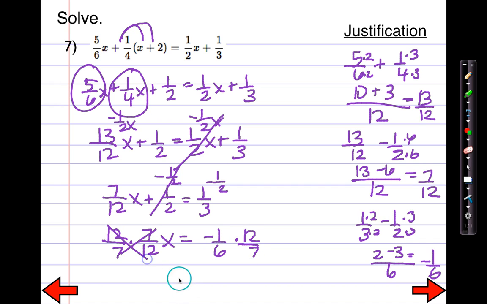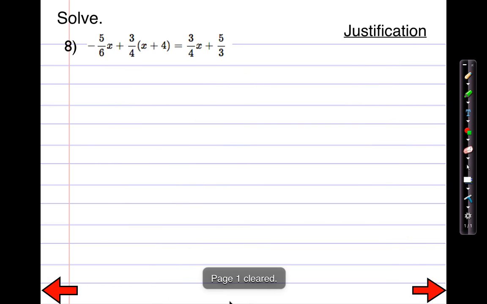7's cross cancel, 12's cross cancel, leaving me with, let's see, we can cross cancel by 6, leaving me with the answer of -2/7. And that is our answer. Now for our very last one, go ahead and pause the video and try number 8 by yourself.